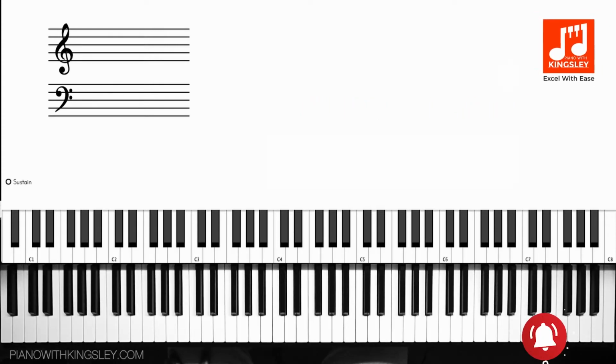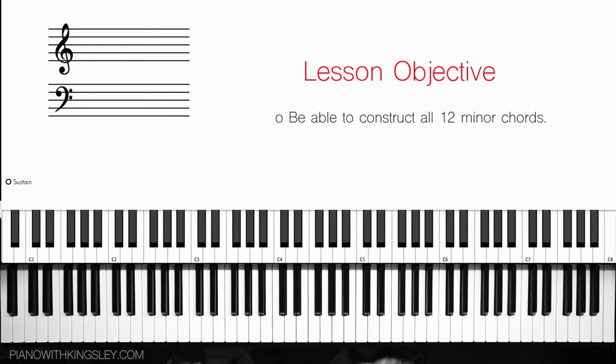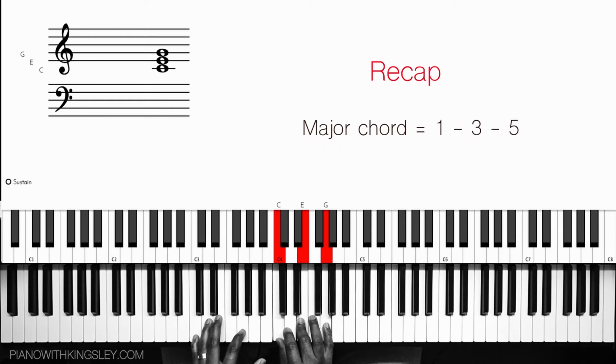From the last lesson, lesson 2, we took a look at the major chords, and it's important that we know the major chords in order to be able to know our minor chords. Minor chords are very easy to build as long as you know your major scale and the major chord. As you remember, the C major chord is the 1, 3, 5 of the C major scale. Has all white.